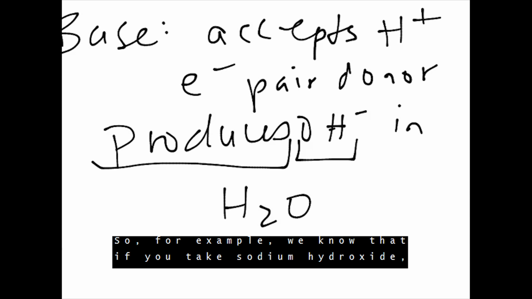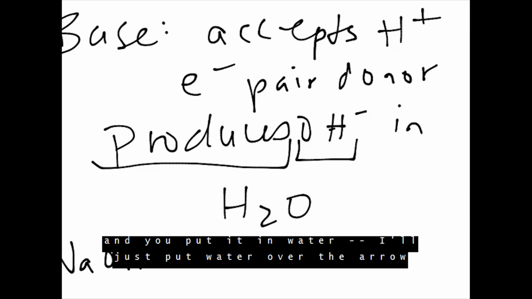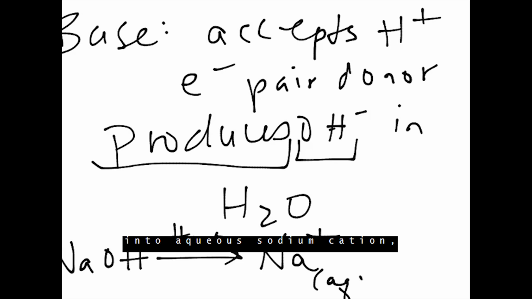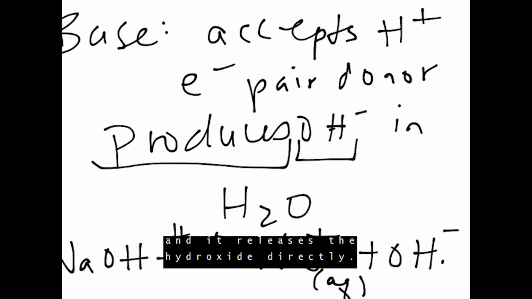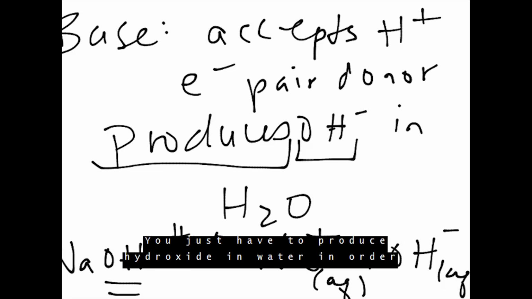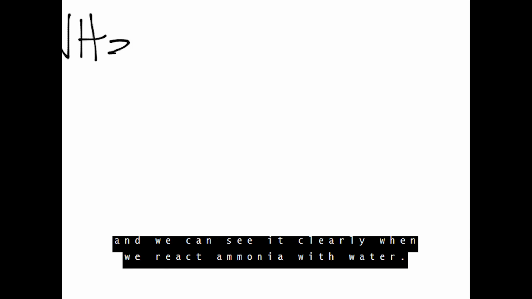So for example, we know that if you take sodium hydroxide and you put it in water, I'll just put water over the arrow for now, you know it breaks apart into aqueous sodium cation and it releases the hydroxide directly. That OH- is part of the molecule. But it doesn't have to be that way. You just have to produce hydroxide in water in order to be classified as a base. So the best example of that is ammonia. And we can see it clearly when we react ammonia with water.